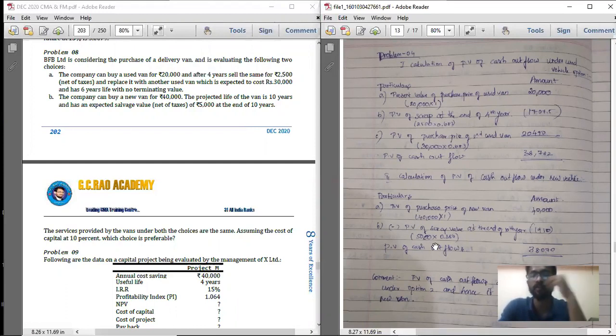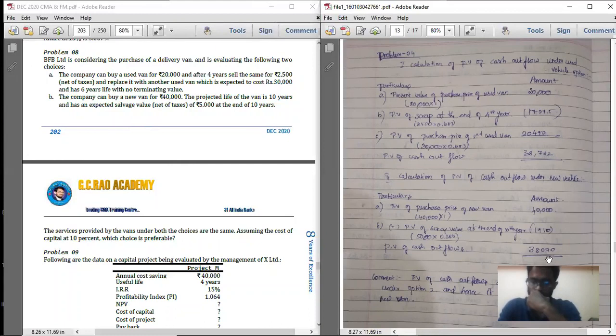So within bracket below that, 5,000 into 0.386. In the amount column you are getting 1910 within bracket. So now total it: 40,000 minus 1910. 1910 is the present value of the 5,000 which you are receiving at the end of the 10th year. So 40,000 minus 1910, you are getting 38,090.